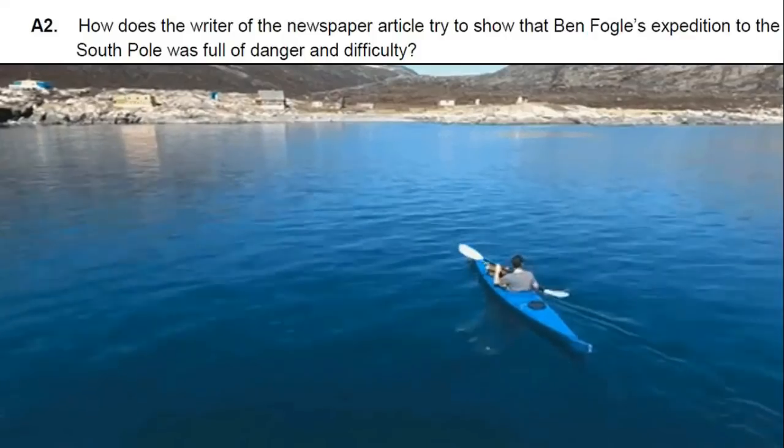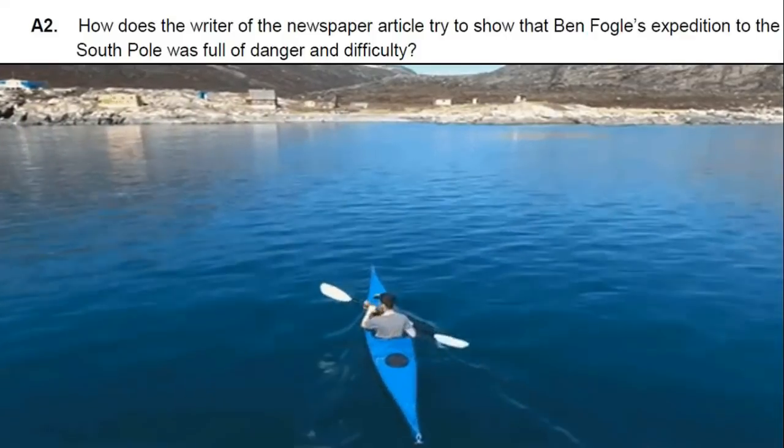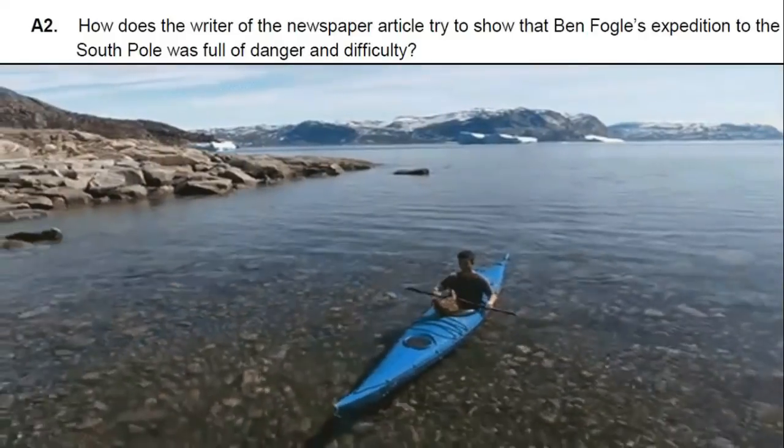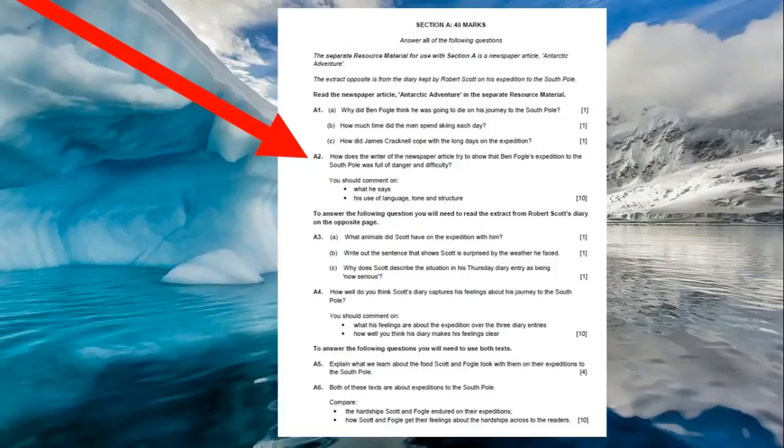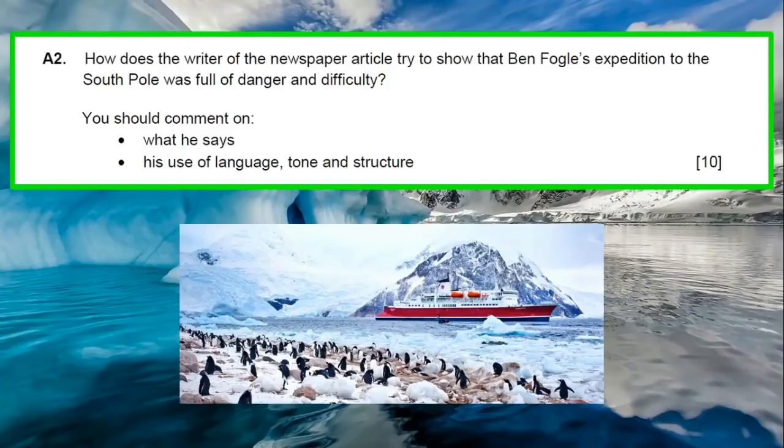Hi, this question is looking at the EDUQAS GCSE English Language Paper 2 Question 2. This is the question that's looking at the writer's use of language. So there we go, question 2. And the question is, how does the writer of the newspaper article try to show that Ben Fogle's expedition to the South Pole was full of danger and difficulty? You should comment on what he says and his use of language, tone and structure.